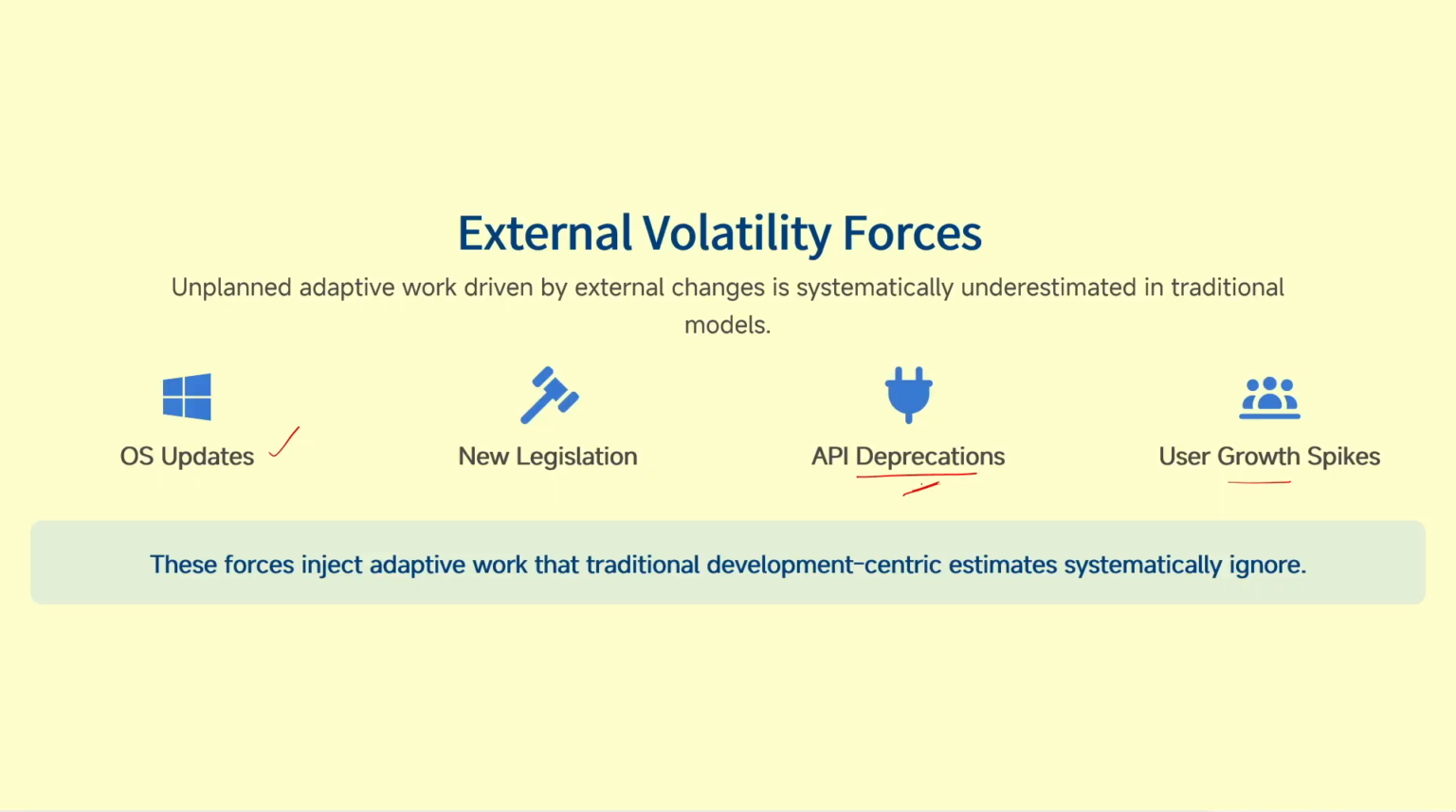So, these forces are trying to inject the adaptive work that traditional development centric estimates systematically ignore. The fourth one is the estimation toolkit. Prior to the software maintenance, there should be an estimation technique with which we forecast what could be in future, and we correspondingly take some measures when we are in the software development life cycle itself.